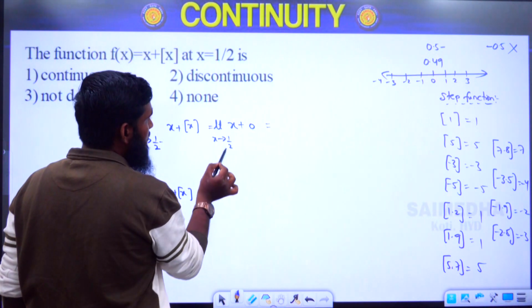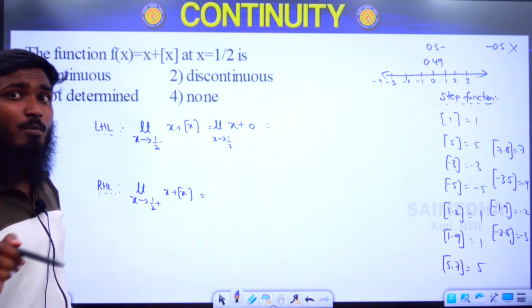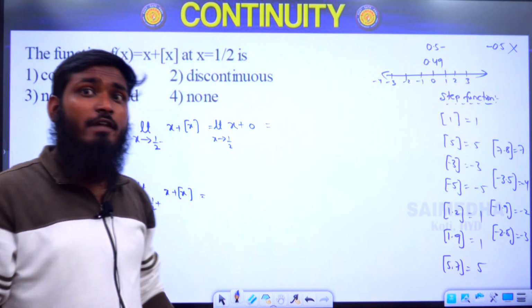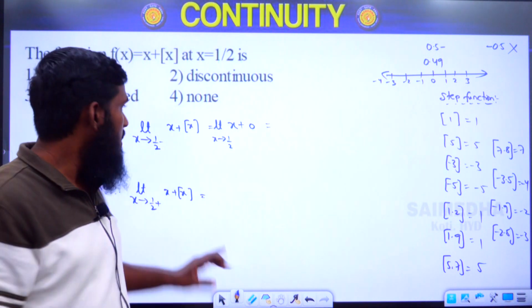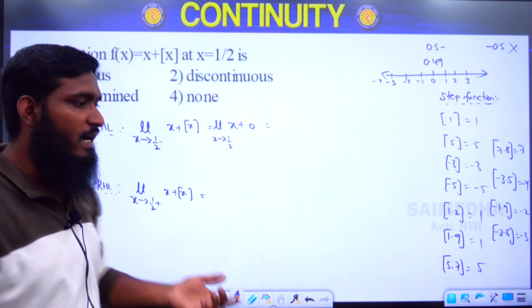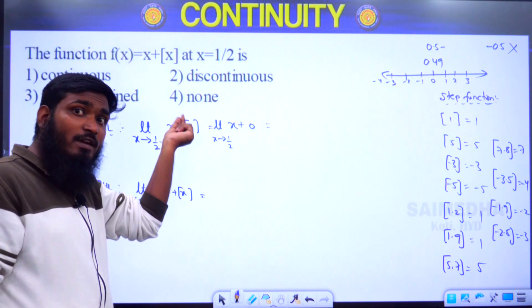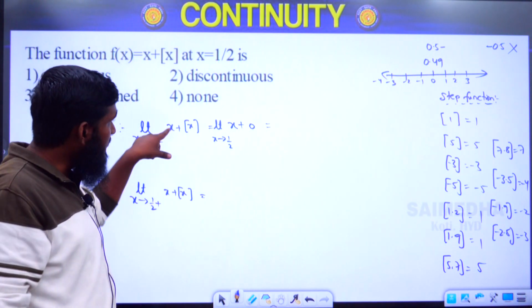Whatever this 1 by 2 value we are having, 1 by 2 minus, that 1 by 2 minus and 1 by 2 plus, we have to apply only for conditions. Listen to this point very carefully. Only for conditions means where we are having the brackets, over there only we are taking it as 0.49. Understood?